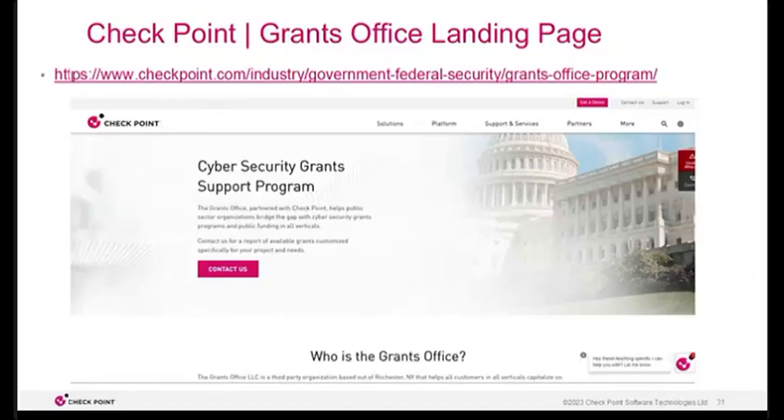Next slide. And then we also have a dedicated webpage for you to visit, for you to share with anyone else in your organization that might not be on this call. So this is our dedicated page for you to visit and contact us. It has a little bit of information on who we are as an organization, Checkpoint, as well as who the Grants Office Support Program is and what they do for us. And then there's a direct contact button that will reach me directly as well. I know Michael just dropped that into the chat for us as well.